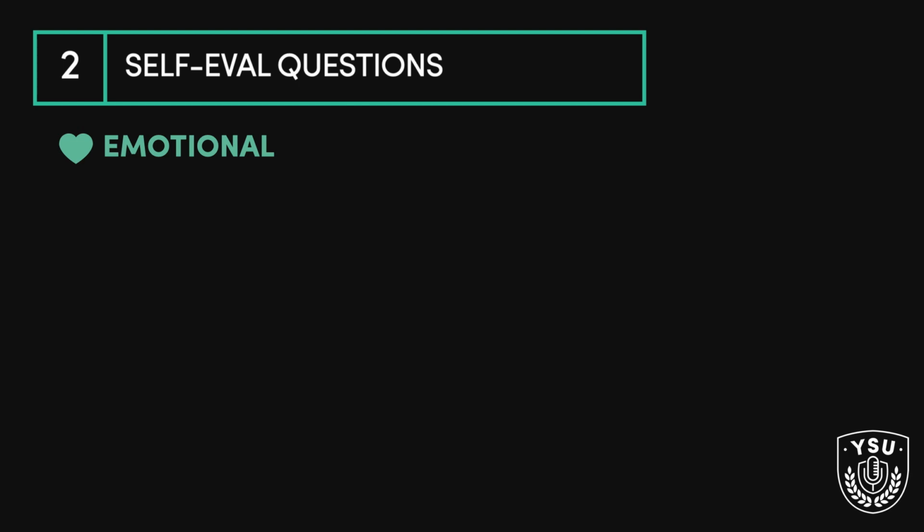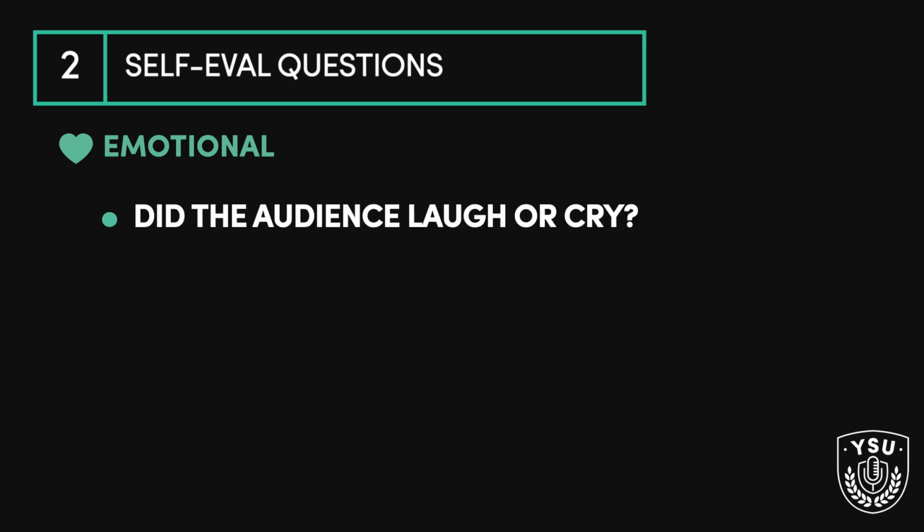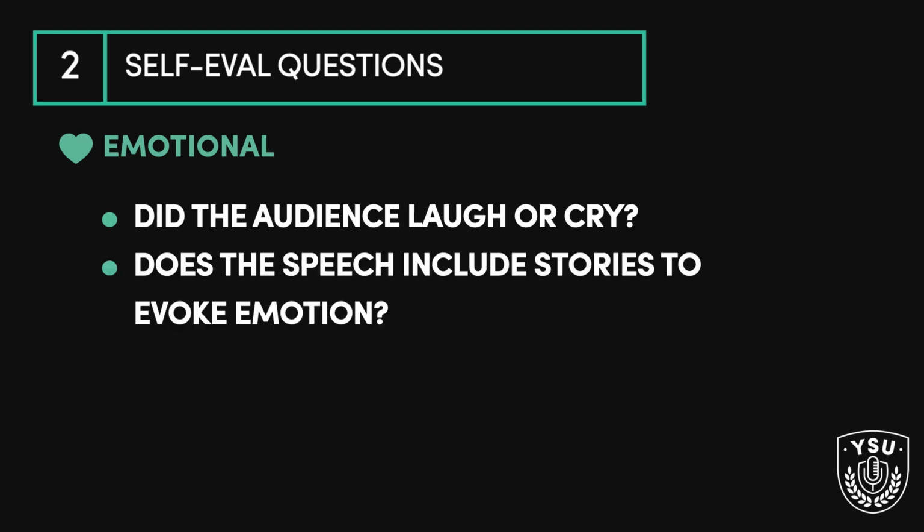You'll notice the first question is going to be about the audience's response or feedback as a clue of self-evaluation, and the second will be about the content itself. So in the emotional quadrant, you can ask, did the audience laugh or cry? You can hear that, you can sense it. And then to the speech, does the speech include stories designed to evoke emotions?